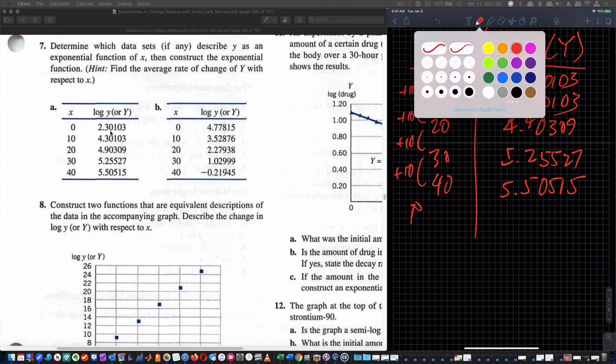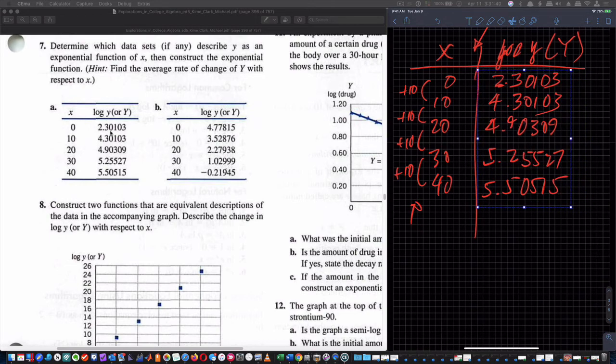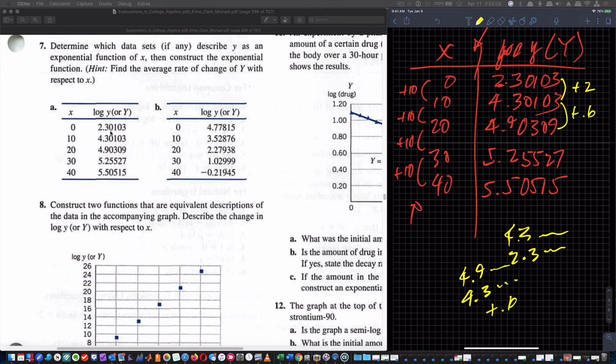Now over here, I'm going to change colors because it's all kind of jammed up a little bit. Let's see if I can move this group of numbers over just a smidge. And let's find out the difference between those two. Well, 4.3 approximately minus 2.3 approximately is a difference of 2. So I'm going up by 2. Here, I have 4.9 approximately and 4.3 approximately, and so I'm going up 0.6. So this is plus 0.6. From 4.9 to 5.2, I'm going up approximately 0.3, right? Looks like 0.35. And then here I'm going up, looks like 0.25.